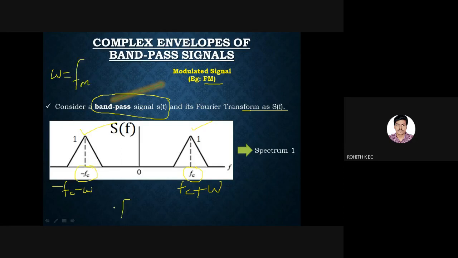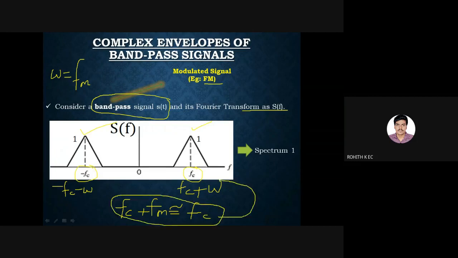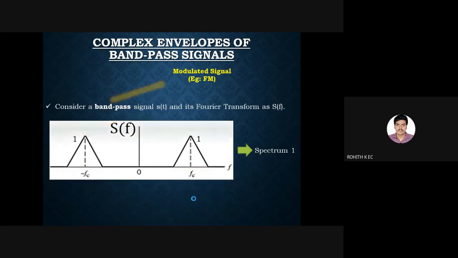Generally, the summation of fc plus fm will be so high that we equate it to fc. That is the reason why here we have just written fc. It does not mean that W is not present. It is also present, but for the purpose of simplicity we have just mentioned it as fc. But strictly speaking you have both fc and W.